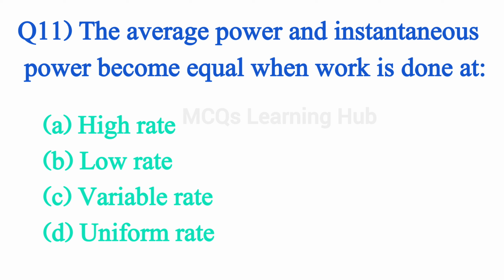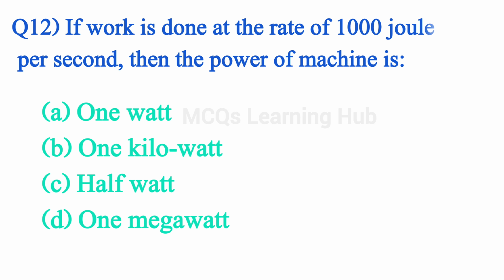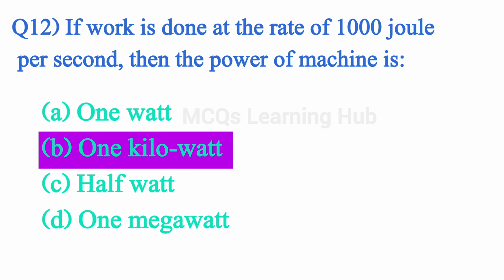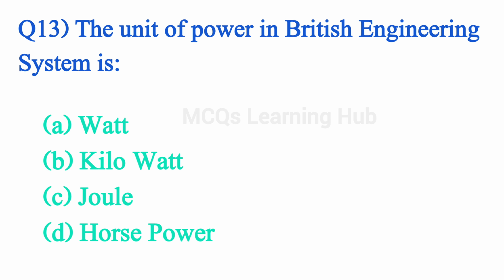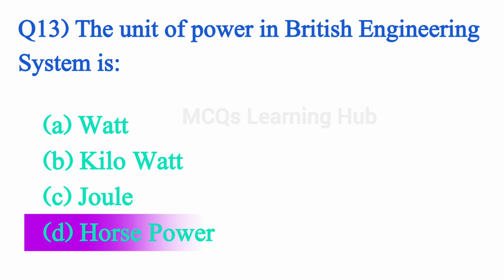The average power and instantaneous power become equal when work is done at. Option D is correct. If work is done at the rate of 1,000 joule per second, then the power of machine is. Option B is correct. The unit of power in British engineering system is. Option D is correct.